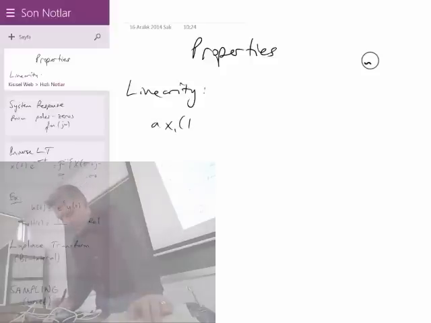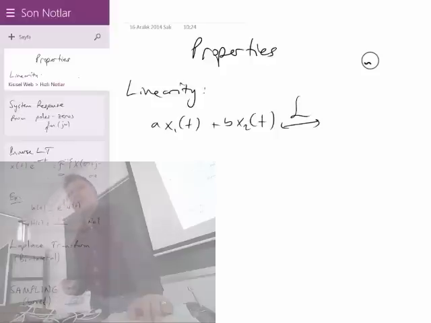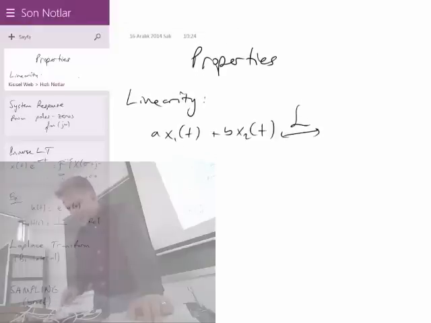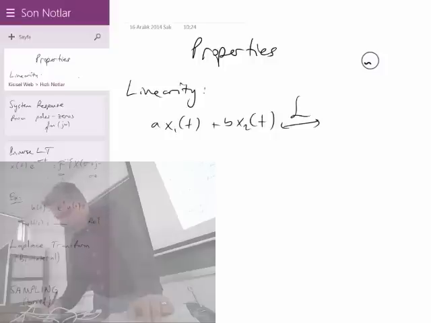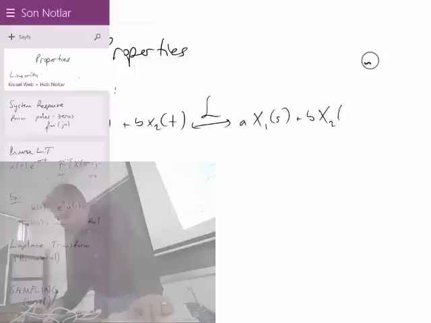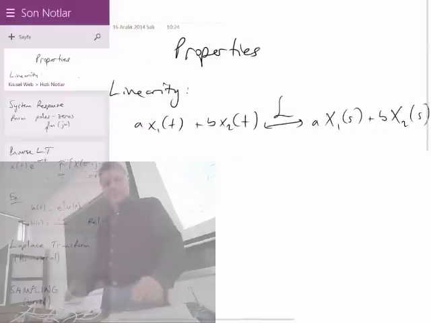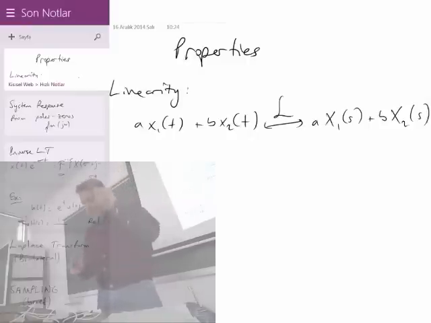So A times x1 of t plus B times x2 of t will have a Laplace transform, let's indicate it with this calligraphic L, is equal to A times X1 of s plus B times X2 of s. So that is the linearity property. But now we come up with something quite different from the properties of the Fourier transform. The properties must also govern the regions of convergence as well.